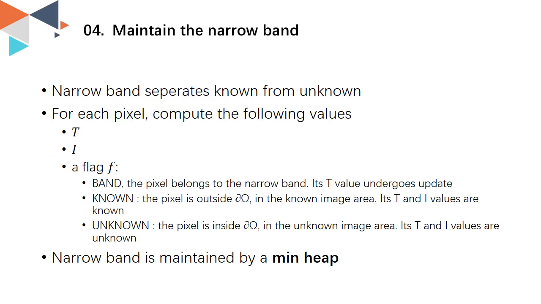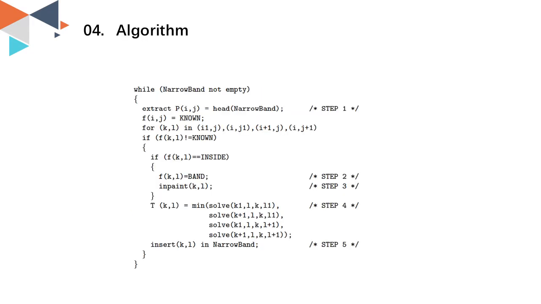The algorithm shows an elegant way to process the boundary, called a narrow band. The narrow band separates known points from unknown points. For each pixel, we compute the following values: the T value, the intensity, and the flag showing the point's position. And the narrow band is maintained by a min heap, so that the point with the minimum T will always be processed first. Let's see how the algorithm works.